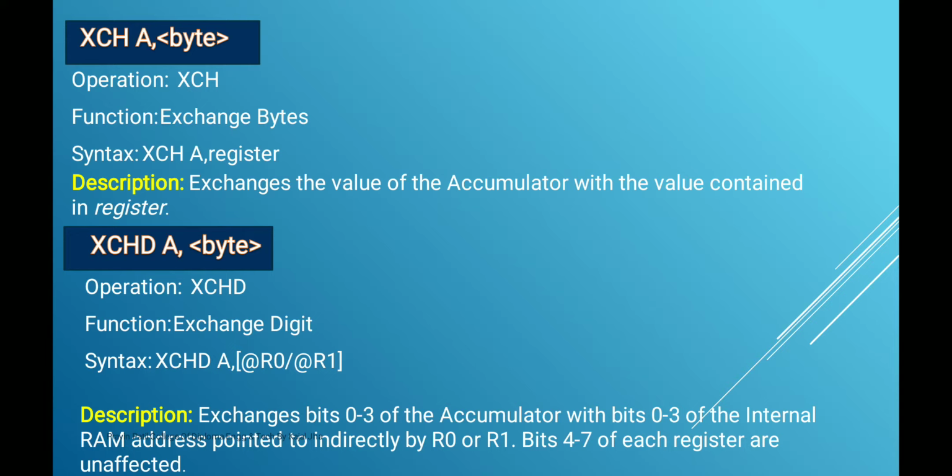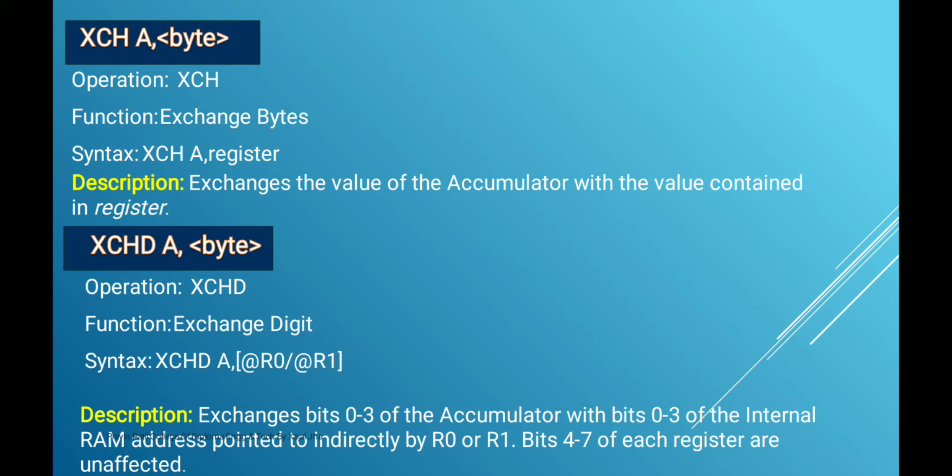After that, XCHD A, byte, that is exchange digit. Syntax is XCHD A, @R0 or @R1. Description is what? Exchange bits 0 to 3 of the accumulator with bits 0 to 3 of the internal RAM address pointed to indirectly by R0 or R1. Bits 4 to 7 of each register are unaffected.